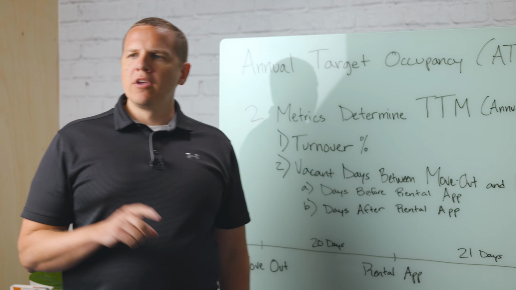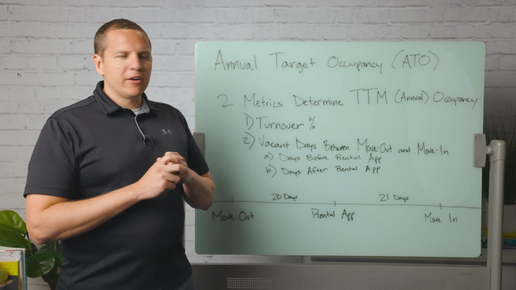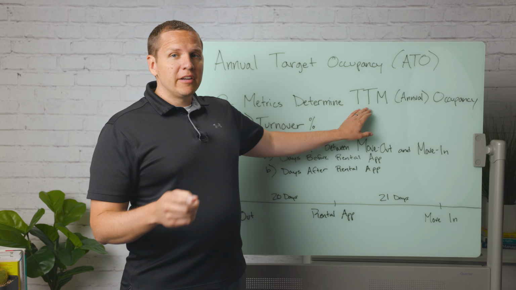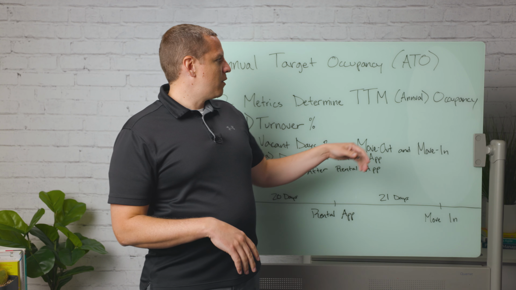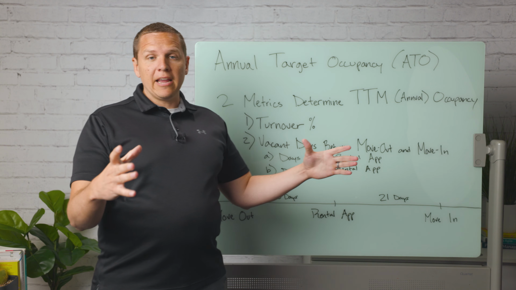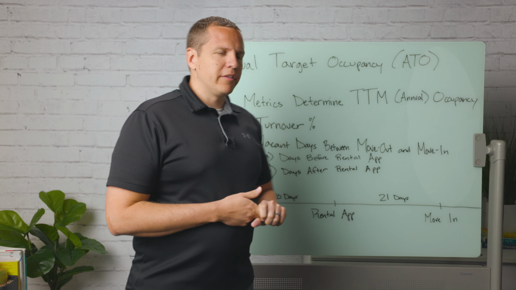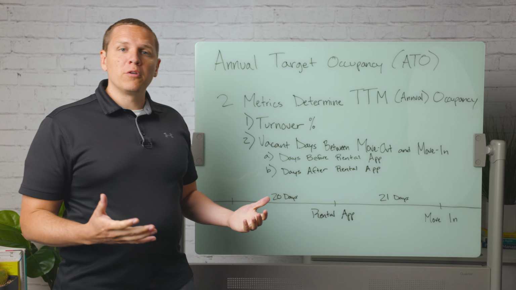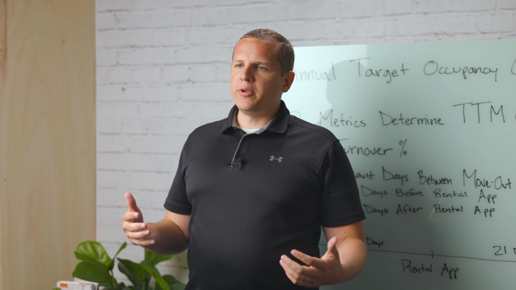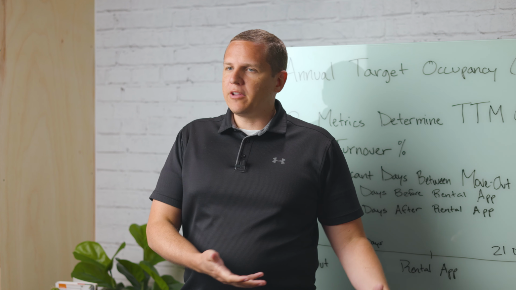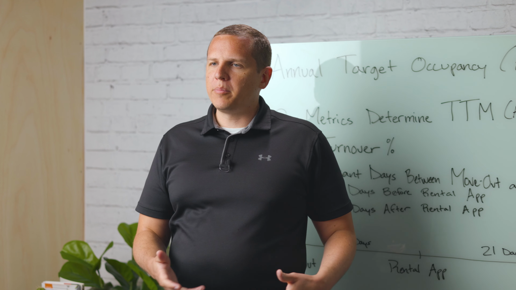Now, diving in, how do we use math and metrics to set a very helpful and valuable ATO for your community? The first thing we need to do is look at the two metrics that determine our TTM, or trailing 12 months occupancy. That would be our occupancy over the last year, or an annual occupancy. There's two key metrics that go into this. The first one is your turnover percentage. The more units that turn over at your community, the more vacancy that you would have had over the last year, and thus the lower your occupancy would be.